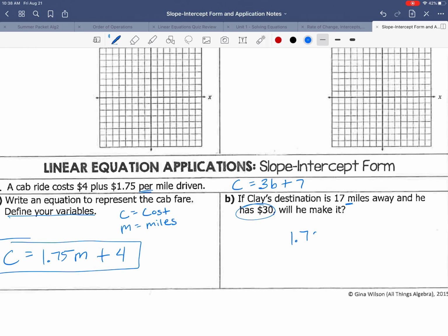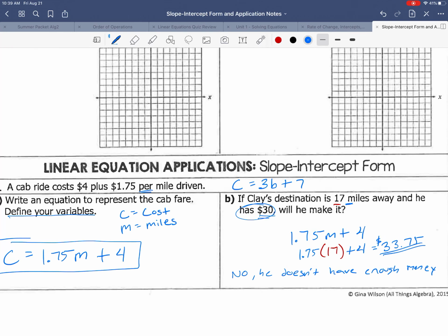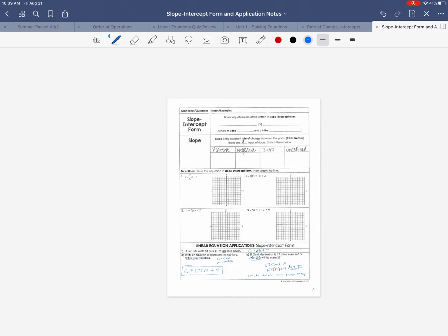So my problem, 1.75 M plus 4. I want to substitute in my 17 because it said 17 miles up here. And you can just type that all into your calculator, 1.75 times 17 plus 4. If you do so, you'll see that that equals $33.75. So does he have enough money to make it? No, he does not, because he only has $30. So no, he doesn't have enough money. Or he's $3.75 short, however you want to word that.